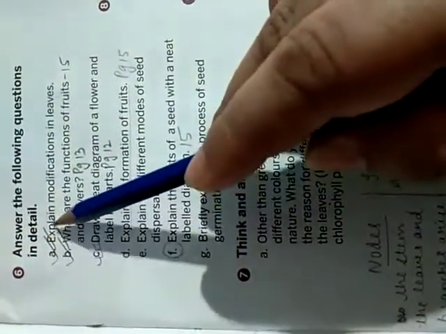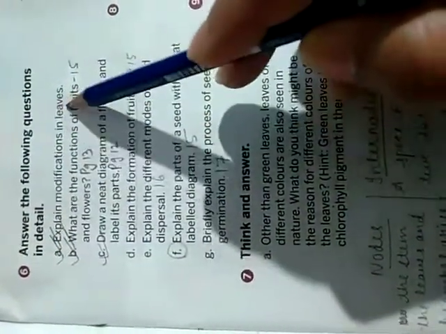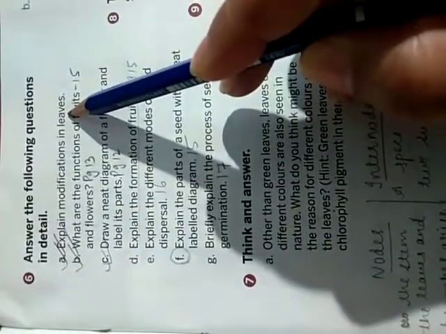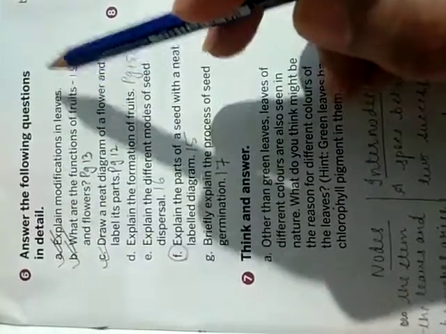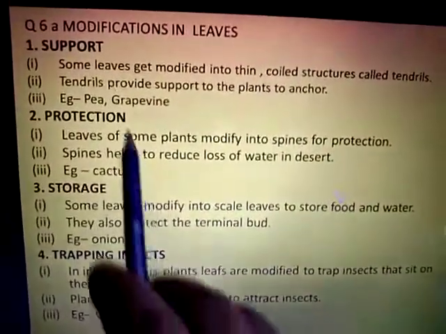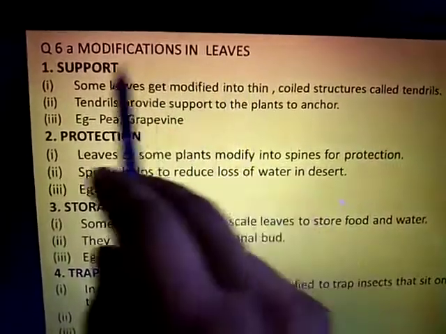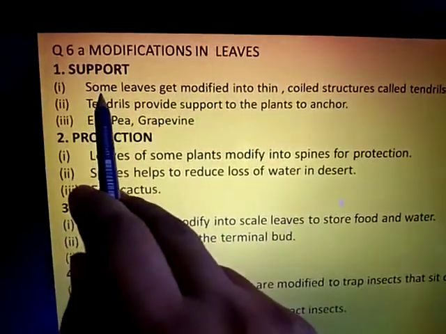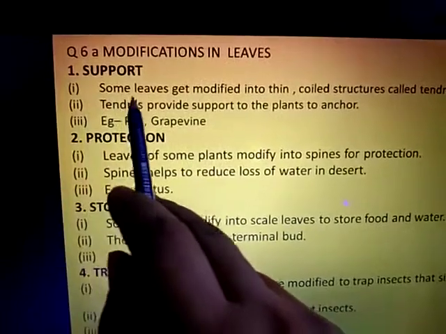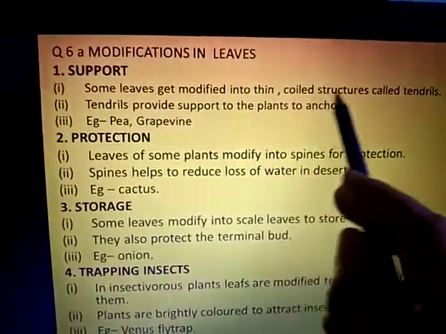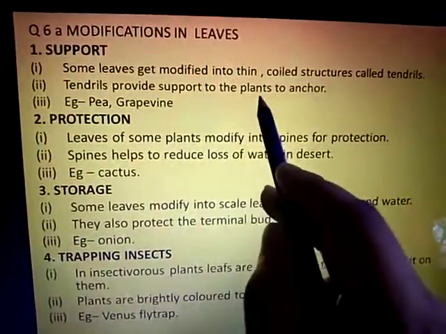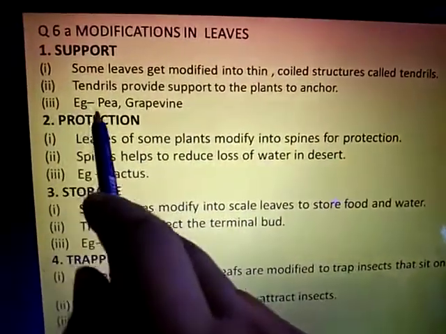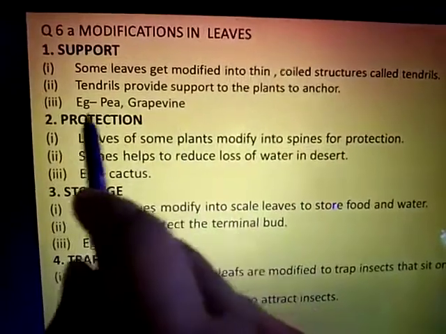6a. Explain modifications in leaves. I will be showing you one slide. I want you to copy down the points from the particular slide. Question number 6a, modification in leaves. Point number 1, support. Some leaves get modified into thin coiled structures called tendrils. Tendrils provide support to the plants to anchor, example, pea or grapevine.